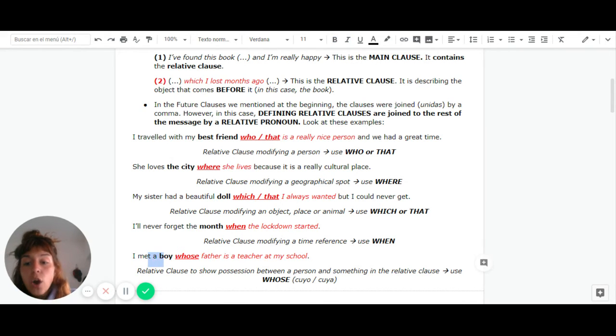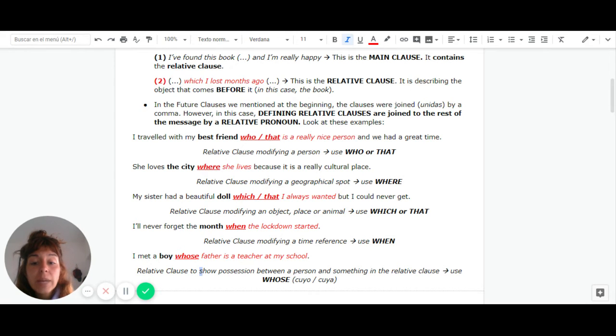I met a boy whose father is a teacher at my school. Ajá, perfecto. Entonces, acá es un poco más difícil. ¿Cuál es la relación entre boy y la palabra father? Que este father es de el chico. La palabra whose significa cuyo o cuya. If we had to give this message in Spanish, we would say, conocí al chico cuyo padre es maestro en la escuela.